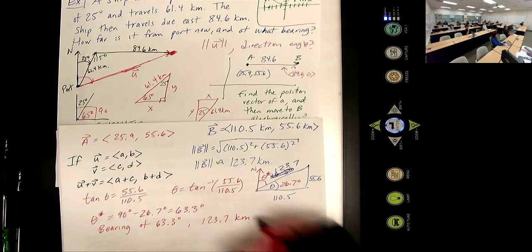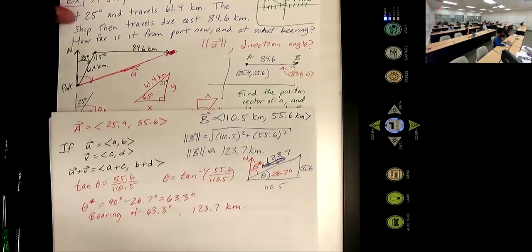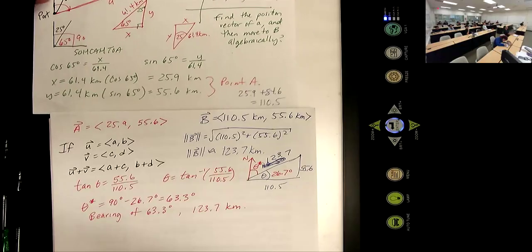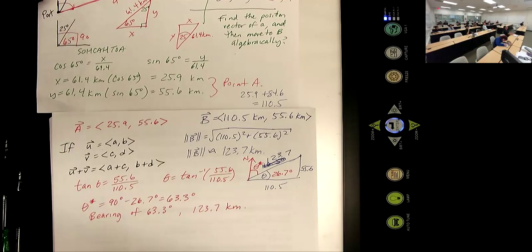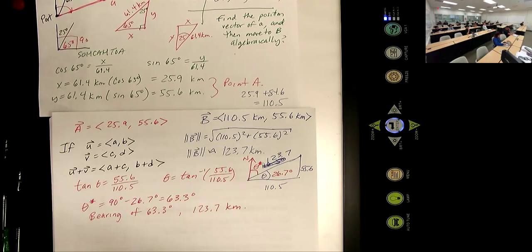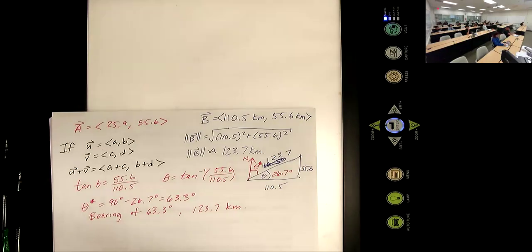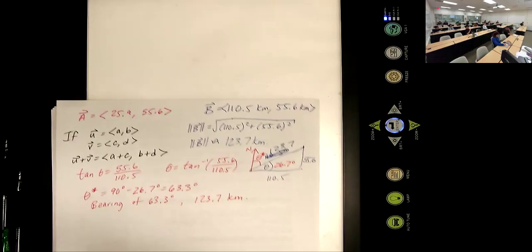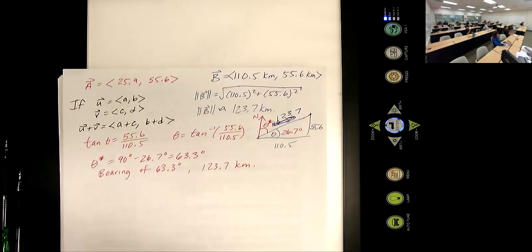123.7 kilometers. Now, we could have done this with the law of cosines and verified it that way, but that was going to be a lot more work. So this pulled out some information for us, and I'm going to give you some algebraic properties of the vectors before we do the next one.